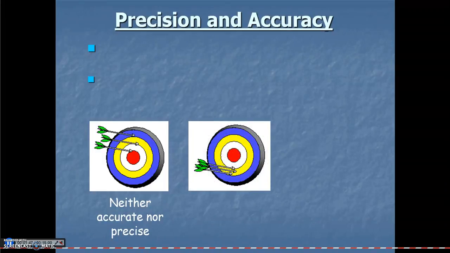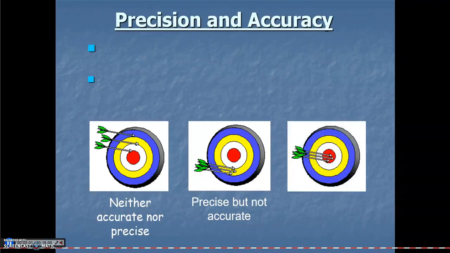If we shot all our arrows low of the bullseye, but they were all together, that would mean we're precise but not accurate. So we might have some values taken from the lab that are all close together, but they're not close to the value that we wanted. In order for something to be accurate and precise, we want to hit the target and have all of our trials very, very close together.